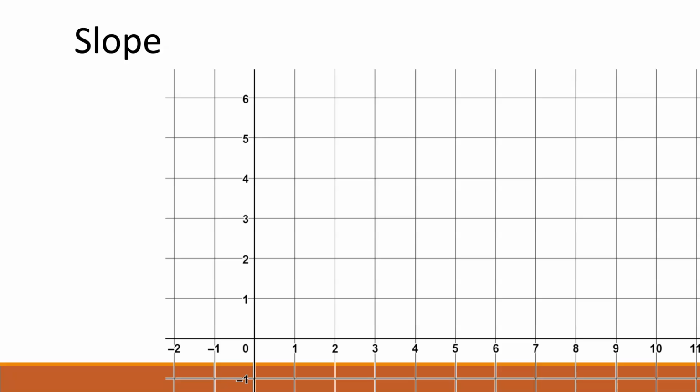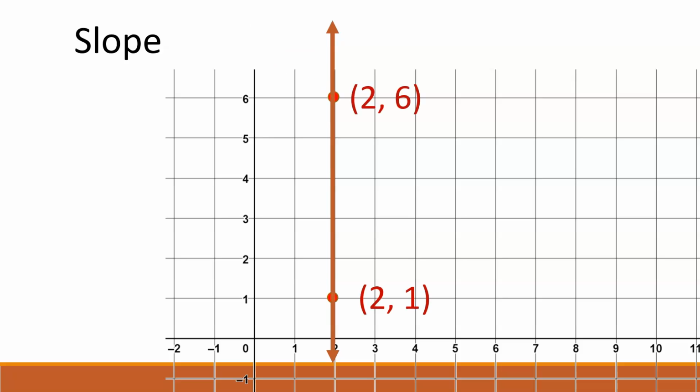Now there was one more road we looked at. It was a vertical road. Let's pick 2 points on this vertical line. So we'll go with (2, 1) and (2, 6). And let's figure out the vertical change from one point to the other. Well, the vertical change from 1 to 6 is 5. And the horizontal change is 0. We don't go anywhere horizontally to get from one point to the other.